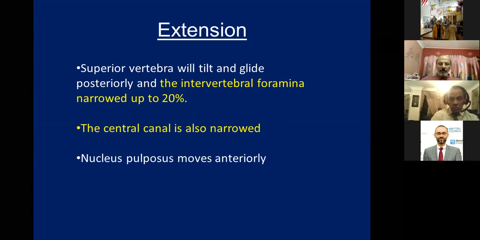On the opposite, during extension of our spine, the intervertebral foramina narrow by up to 20%, and the central canal is also narrowed. That's why, with extension or hyperextension during examination of the patient with lumbar spondylosis or cervical spondylosis, the pain is exaggerated because of narrowing of the spinal canal and compression on the nerve root. The nucleus pulposus also moves anteriorly.